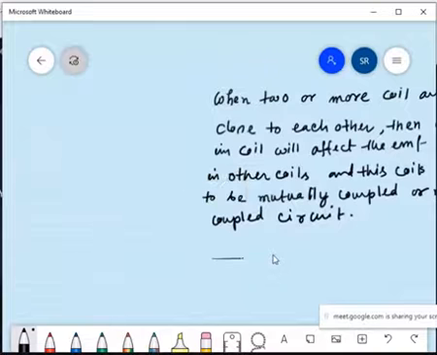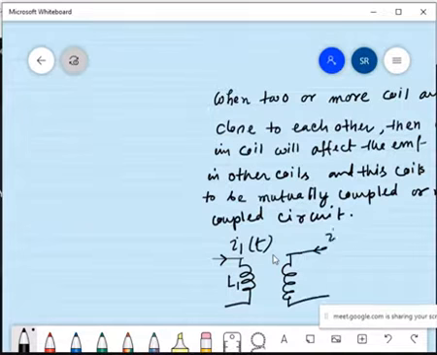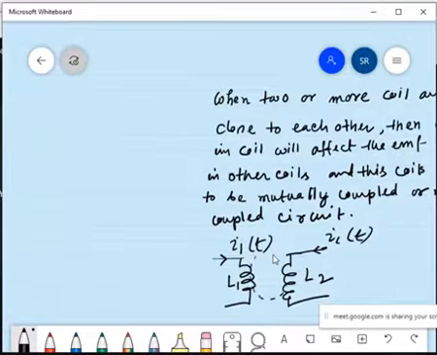So in any coil, this one is coil 1 and current I1(t), the instantaneous current, is passing through it, and this is the inductance L1. And this is another coil. Check, I1(t) is passing through this coil, and this inductance is L2. So we can see the effect of I1(t) in coil 2. Similarly, if there is a change in I2(t), we can see the effect in this coil also.